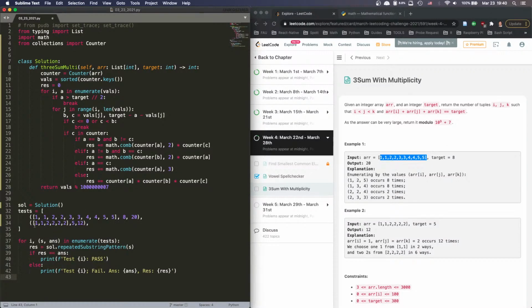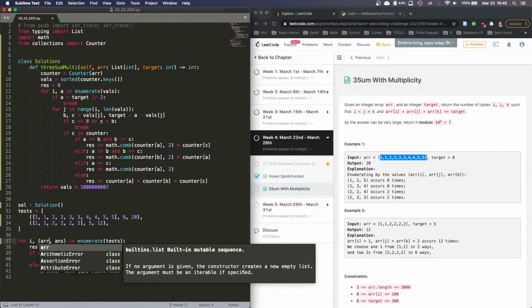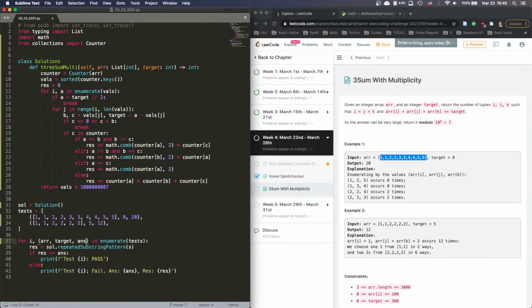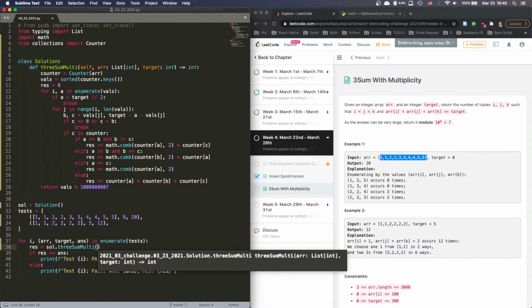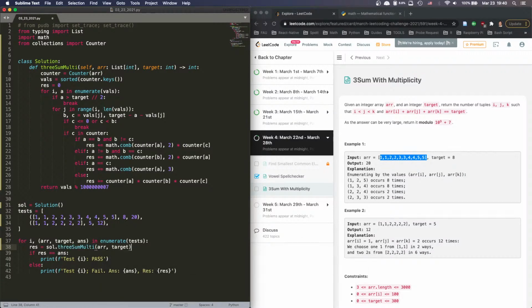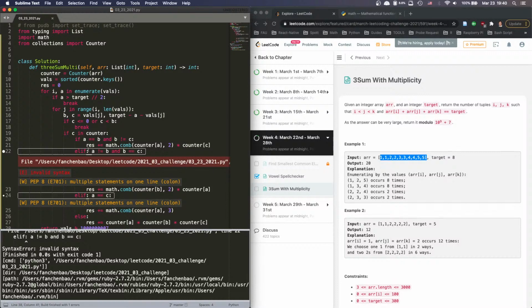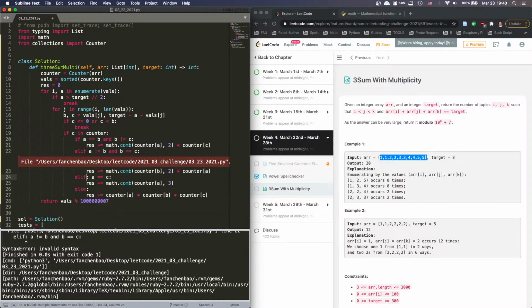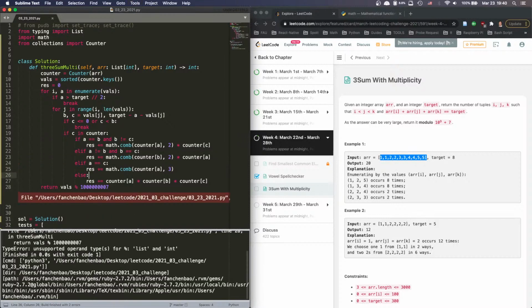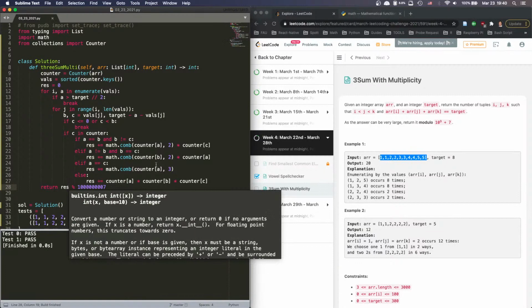And let's deal with all the commas. All right, and here I'm going to say array target. Change this to 3-sum multi, which I'm going to call with array and target. Run it. I have a syntax error here. Run it. Unsupported operation. This is res. All right, both pass.